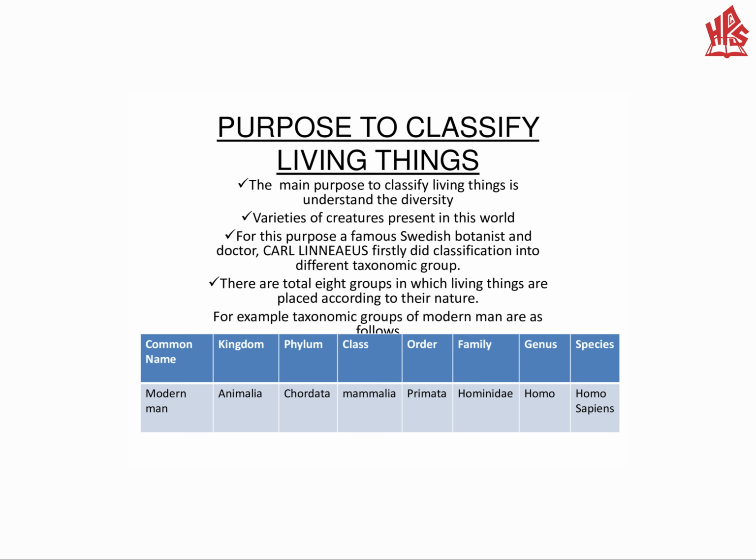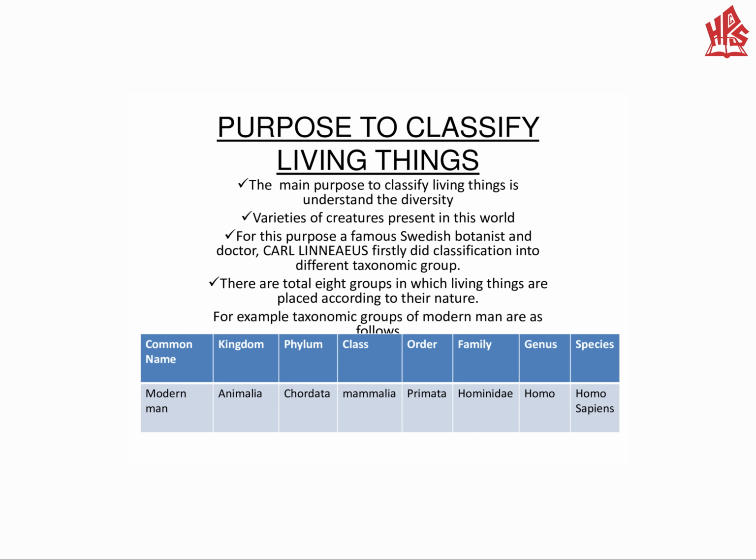Now here a question arises: what is the purpose of classifying living things? So the main purpose of classifying living things is to understand the diversity and variety of creatures present in this world. Very firstly, a Swedish botanist, Dr. Carl Linnaeus, introduced the way to classify living organisms into taxonomic groups.